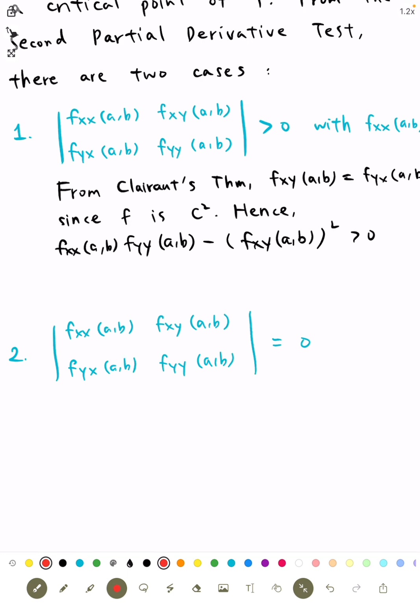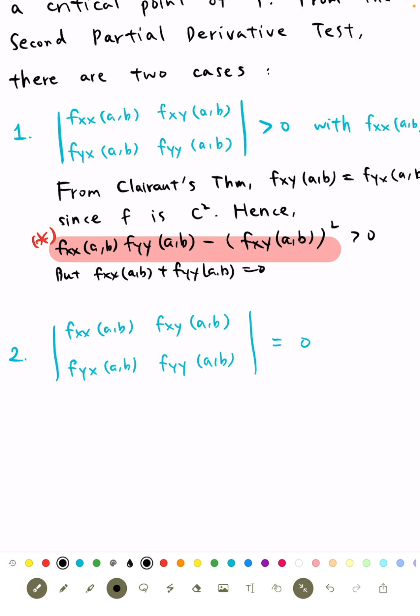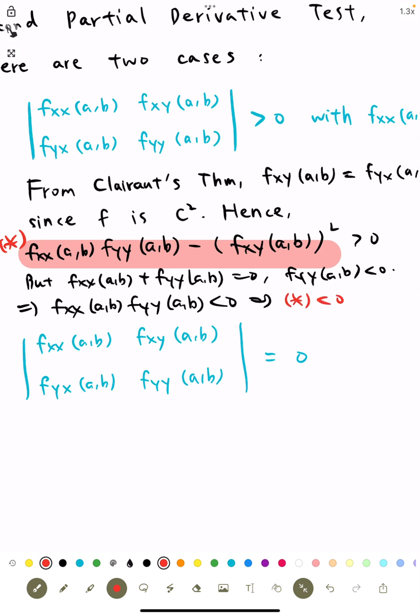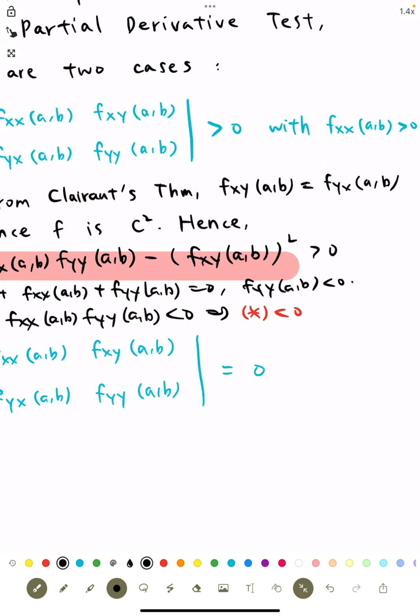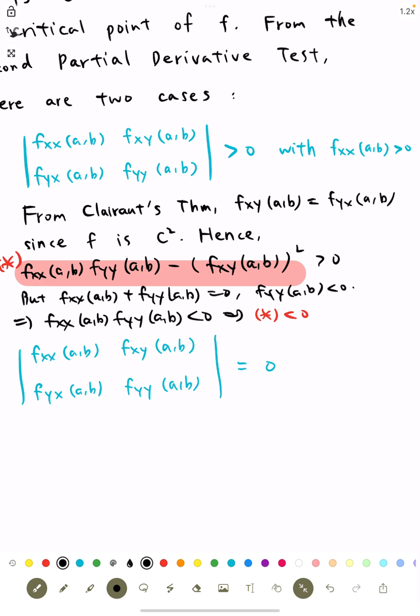So fxx(a, b) times fyy(a, b) minus fxy(a, b) squared is greater than 0. For convenience, we use star to represent this. But we know that fxx(a, b) plus fyy(a, b) is equal to 0, which means fyy(a, b) is negative. This further implies fxx(a, b) times fyy(a, b) is negative. So star is negative, and we know before that star is positive, so it's a contradiction.